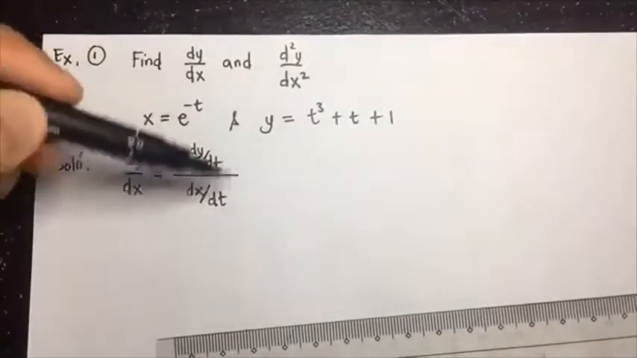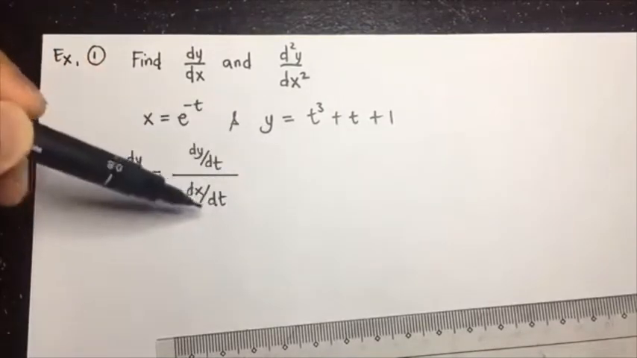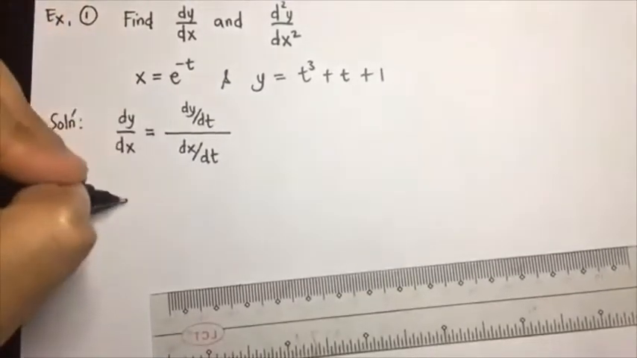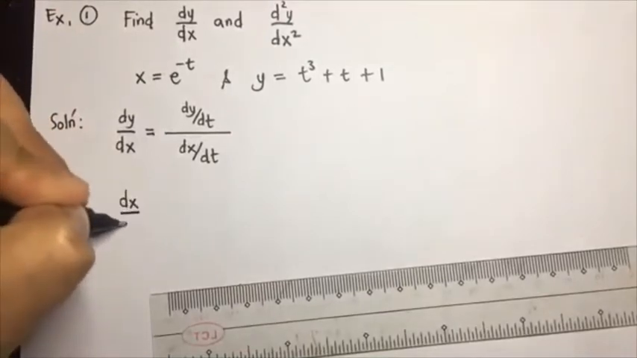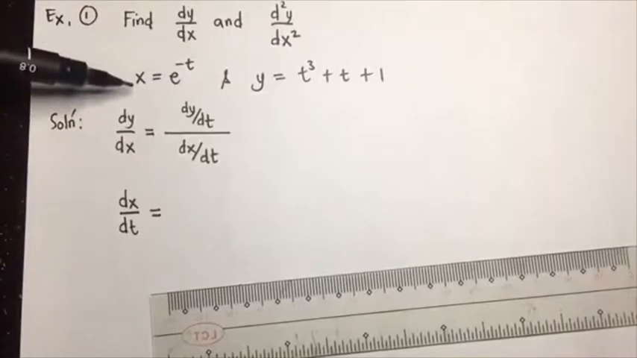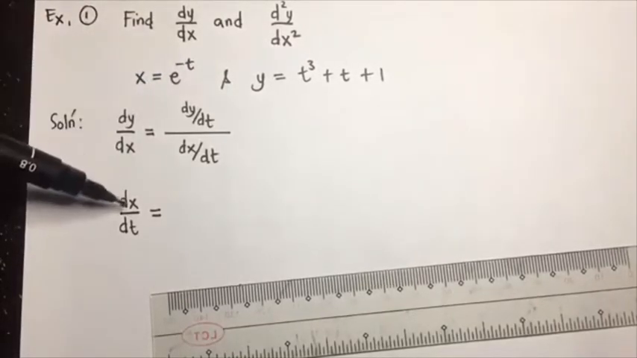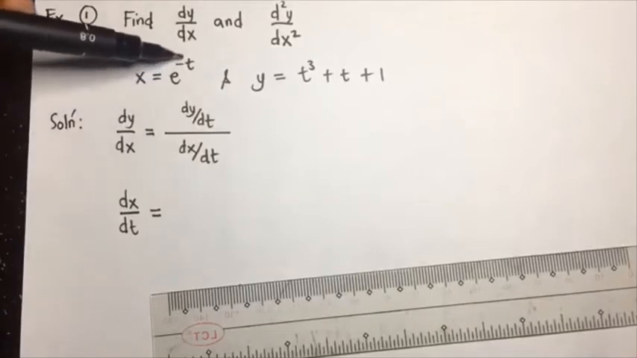Okay, so therefore we need to find the derivative of y with respect to t and then the derivative of x with respect to t. So for our derivative of x with respect to t, if we have x is equal to e raised to the negative t, then dx over dt is deriving this.